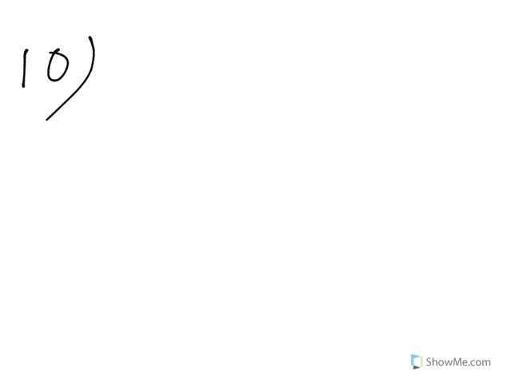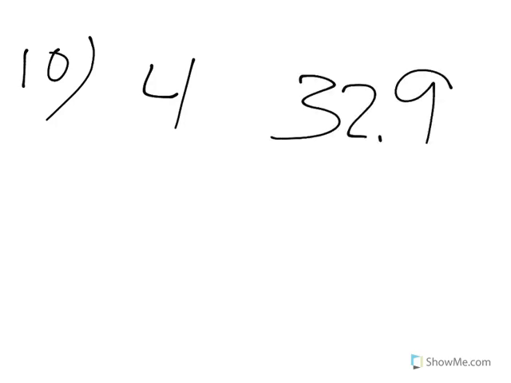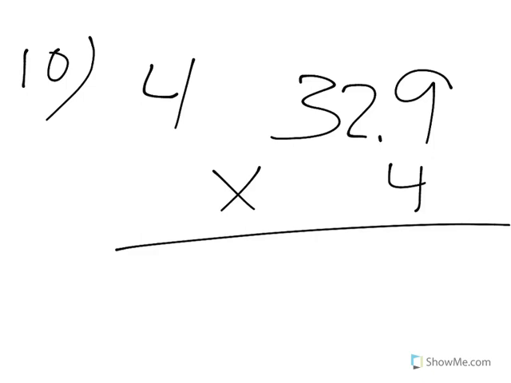Number 10 was a word problem. Samuel bought 4 rows of tape. Each row contains 32 9/10 meters. So I'm going to have to multiply 32 9/10 times 4. So 9 times 4 is 36. 4 times 2 is 8, plus 3 is 11. 4 times 2 is 12, plus 1 is 13. Bring it over 1 spot. So that's how much tape he has.